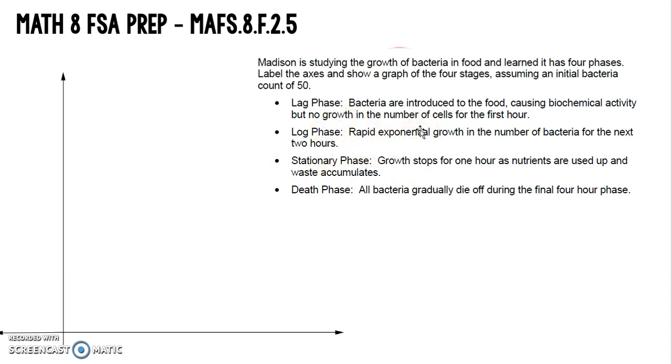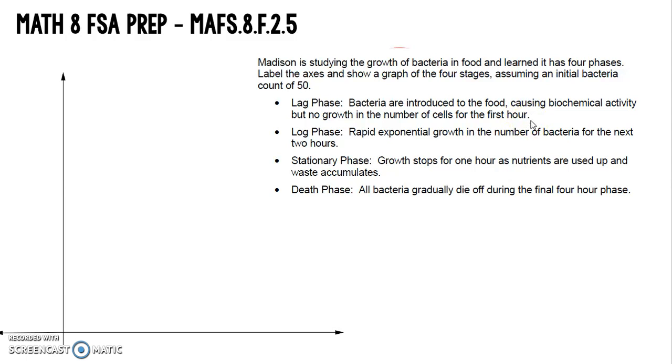Madison is studying the growth of bacteria in food and learned it has 4 phases. Label the axes and show a graph of the 4 stages, assuming the initial bacteria count is 50. So assuming the original is 50. So what we need to look at is the lag phase. Bacteria introduced to the food causing biochemical activity but no growth. Okay.